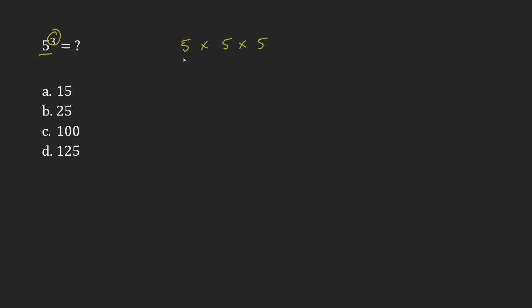So 5 is being multiplied 3 times here. 5 times 5 times 5. And so this is pretty simple. It's just 5 times 5. That is 25. And then if I multiply 25 times 5, that's going to give me 125. So that's all that you have to do with this.